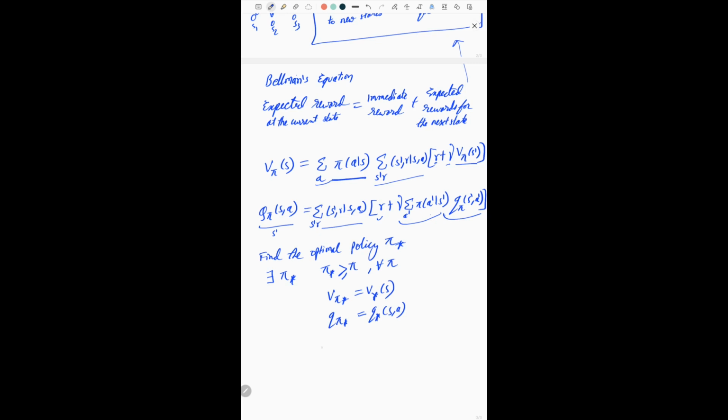So from this what we can say is that pi star is argmax over a of our Q value, given by the Bellman equation.